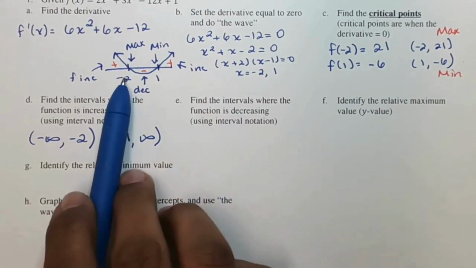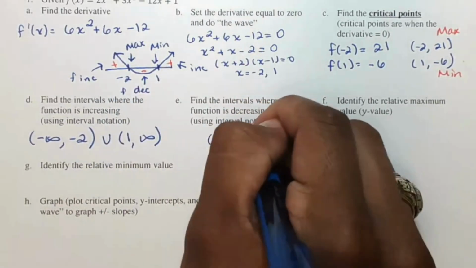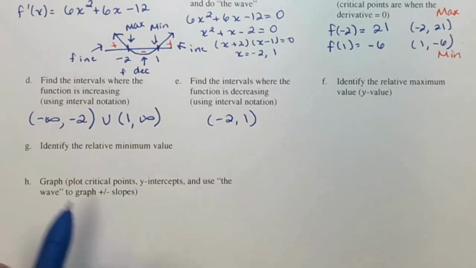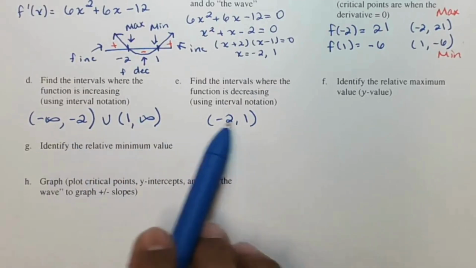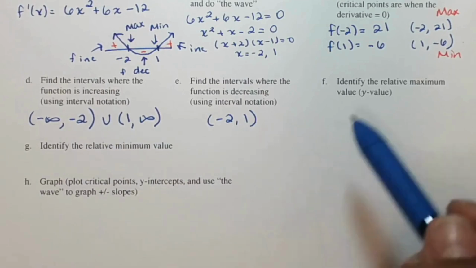Where is it decreasing? Well, it's decreasing from -2 to 1, and we're writing this as interval notation. We're not doing inequalities. Do it as interval notation using parentheses or square brackets. And remember that these aren't points. These are intervals in which my graph is increasing or decreasing.